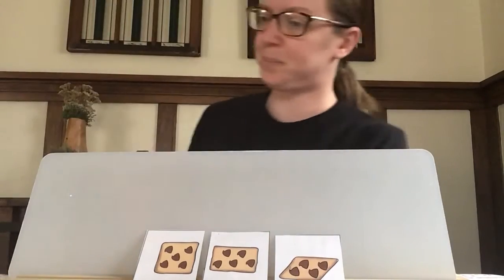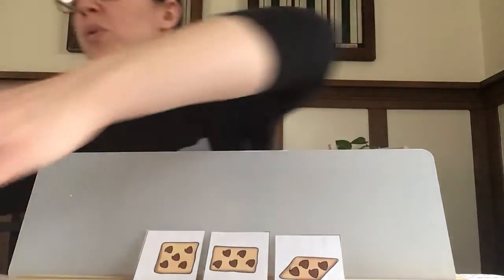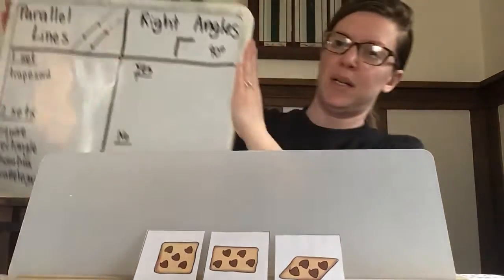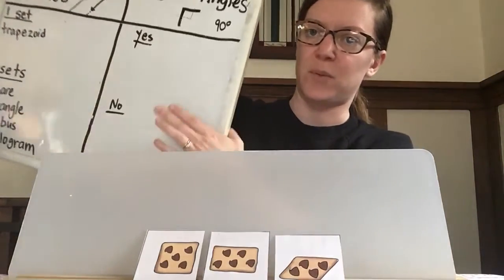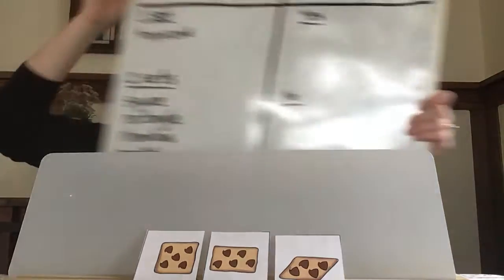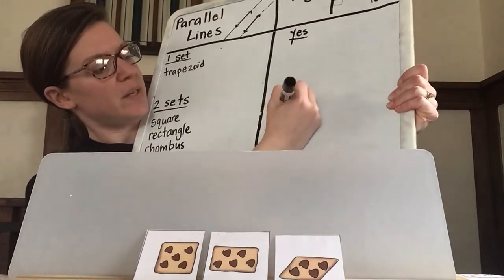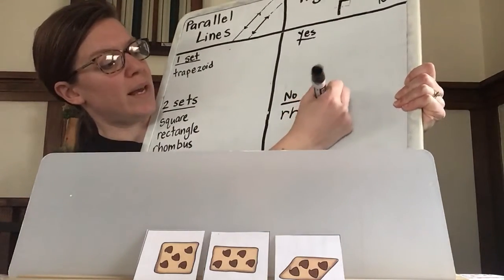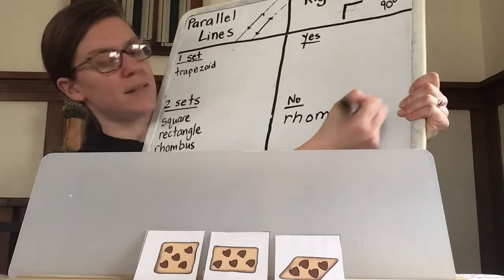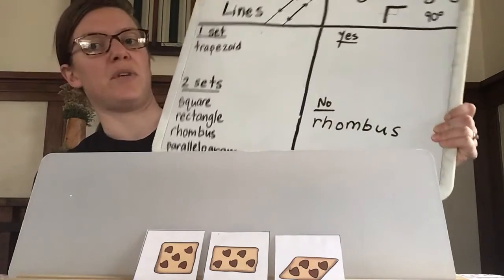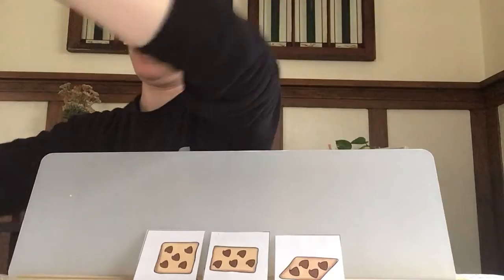All right. So in your notebook and on my whiteboard, underneath right angles, I'm going to write no is a rhombus. Because the rhombus, R-H-O-M-B-U-S, the rhombus does not have right angles.